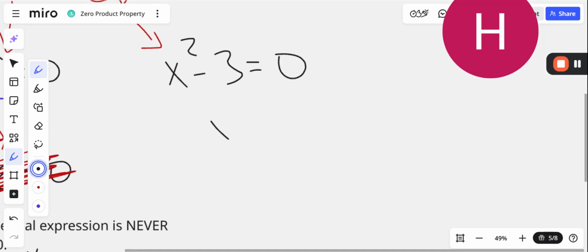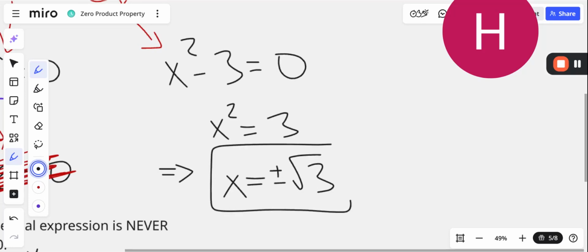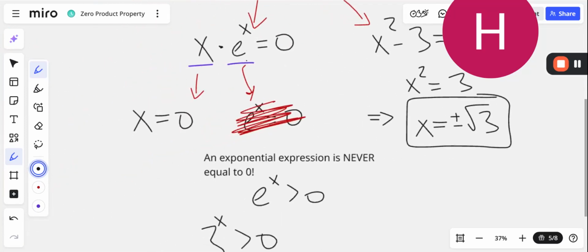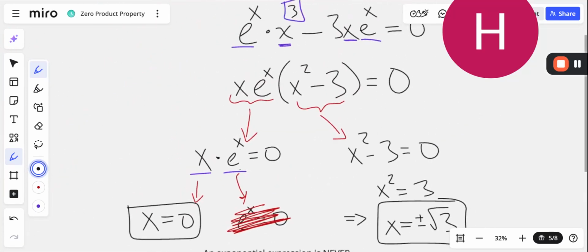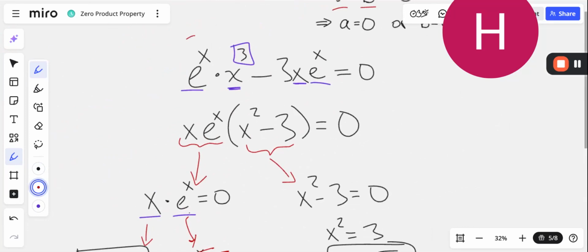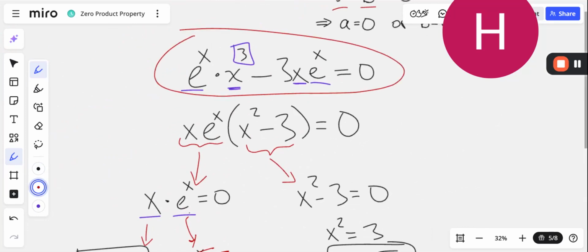We have x squared equals 3. Therefore, x equals plus or minus the square root of 3. And these are all of the values for x which would cause the original expression to be 0. In other words, the solutions to the equation. That's how we would solve this equation.